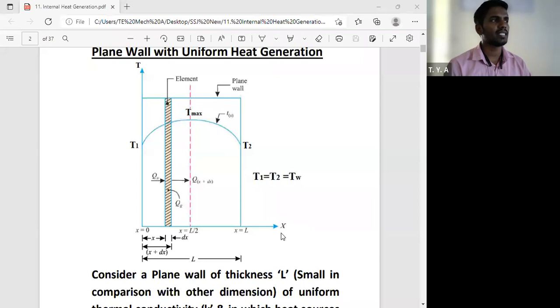Then the temperature at the left face is T1, and the temperature at the right face is T2.